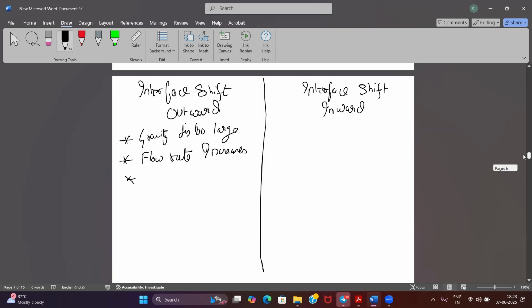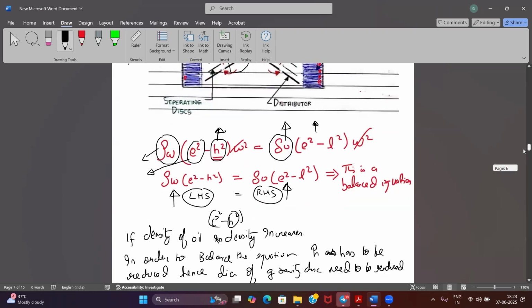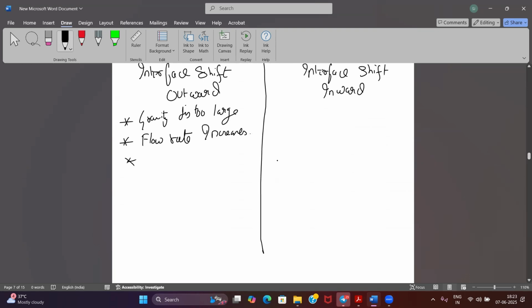Higher temperature can affect the interface. Yes. So flow rate increases, your interface shifts outward. Is it understood?